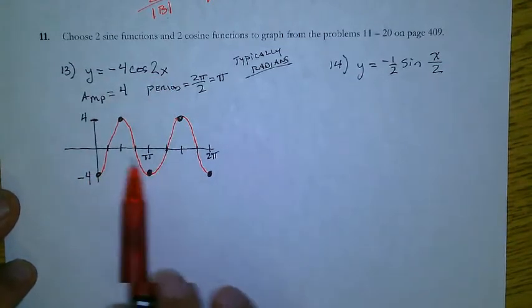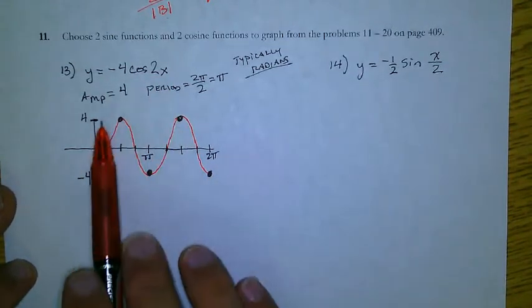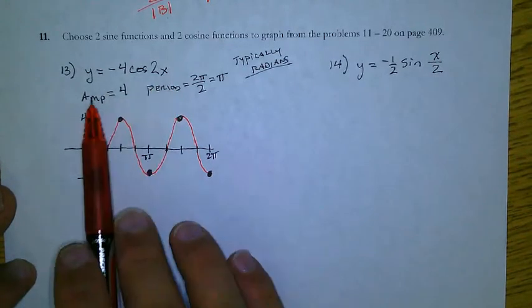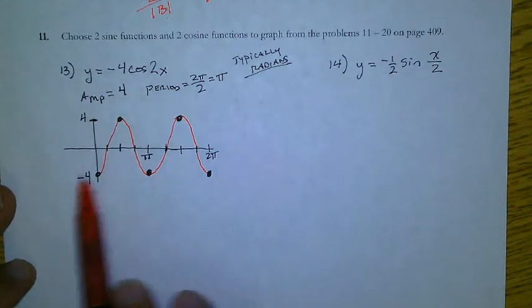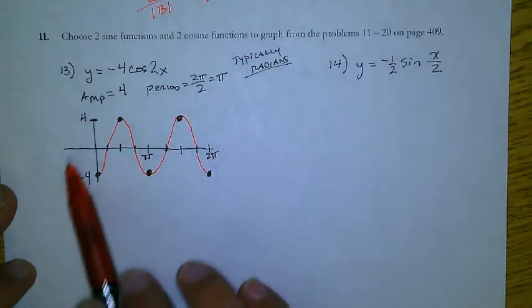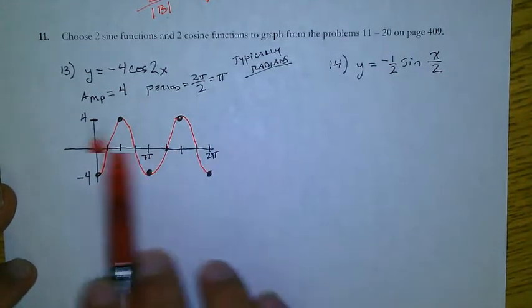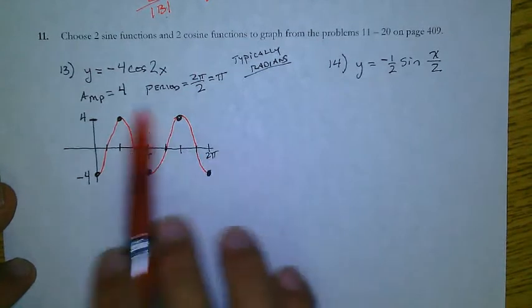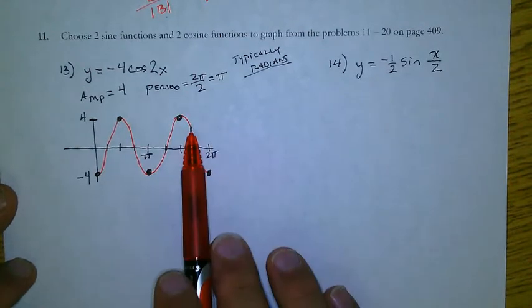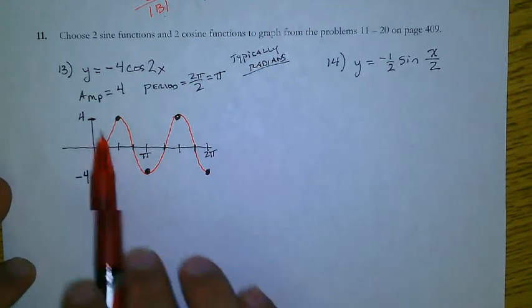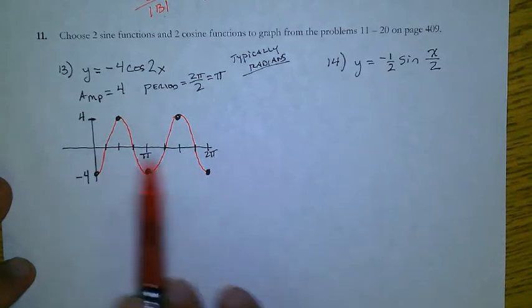Here I have -4 cosine 2x: amplitude, period, set it up, be able to graph. Always draw these key points. Very, very important. If you don't draw it correctly, you won't get credit. You will have a calculator to help you check your graph, but the key points are important.